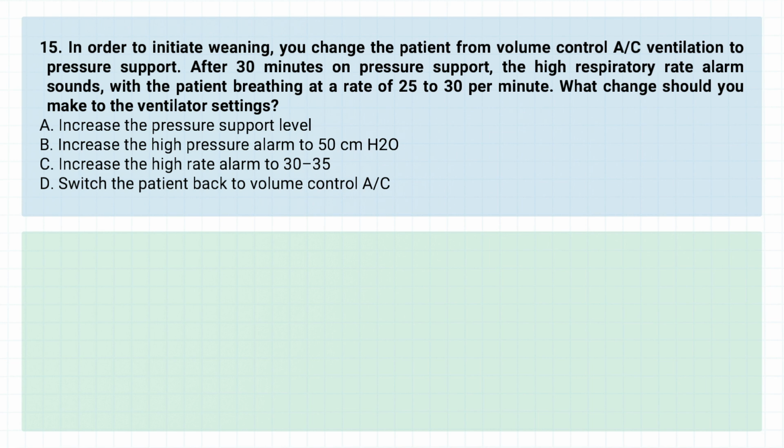Number 15. In order to initiate weaning, you change the patient from volume control, assist control ventilation, to pressure support. After 30 minutes on pressure support, the high respiratory rate alarm sounds, with the patient breathing at a rate of 25 to 30 breaths per minute. What change should you make to the ventilator settings?